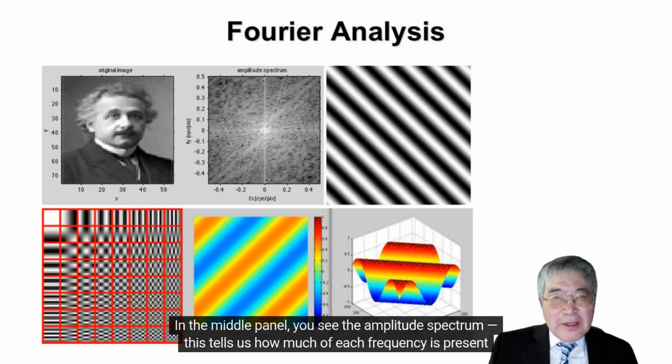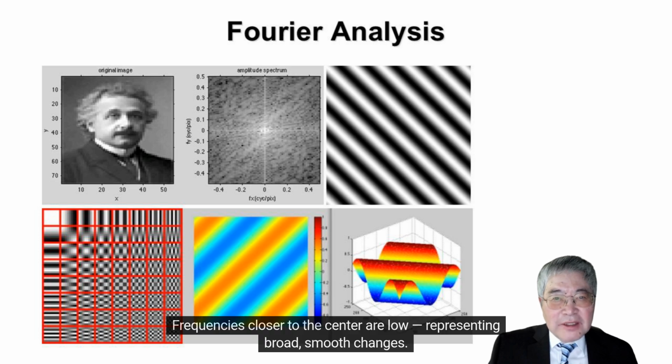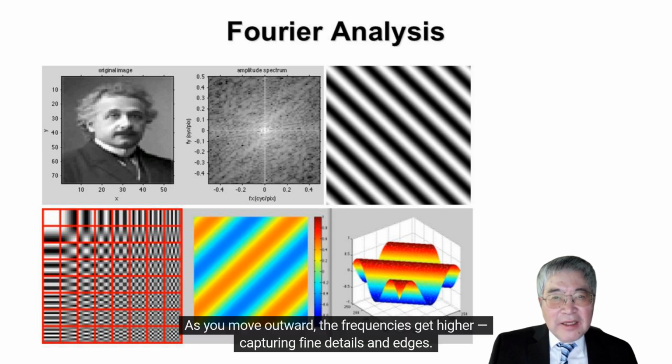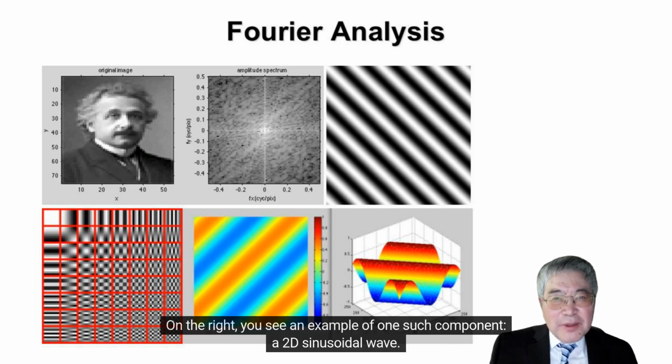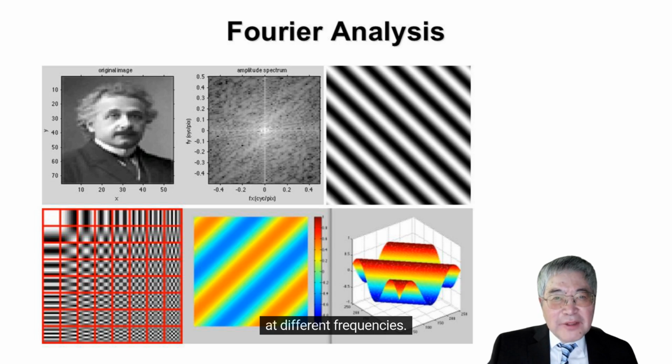In the middle panel you see the amplitude spectrum. This tells us how much of each frequency is present in the image. Frequencies closer to the center are low, representing broad, smooth changes. As you move outward, the frequencies get higher, capturing fine details and edges. On the right, you see an example of one such component, a 2D sinusoidal wave. These are like ripples in water traveling in various directions, horizontal, vertical, diagonal, and at different frequencies.